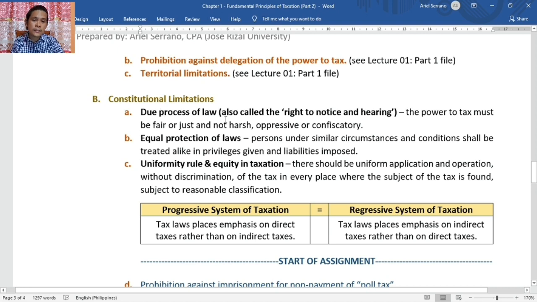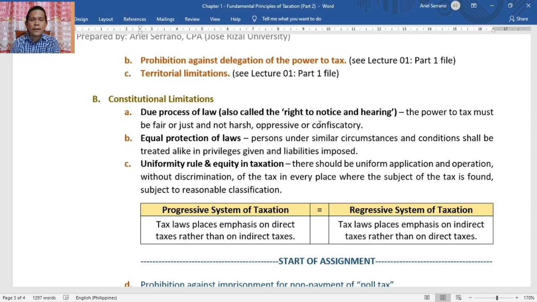Let's begin with due process of law. This is also called the right to notice and hearing. Maybe some of you are already familiar with it when we say due process. When we say due process, you should be heard, and your side should be known. Now, in terms of taxation, the power to tax must be fair. Okay? These are the key terms: fair or just, and not harsh, oppressive, or confiscatory. So there should be due process even when we are talking about the power to tax. Your properties cannot simply be taken because our power to tax is confiscatory in nature.